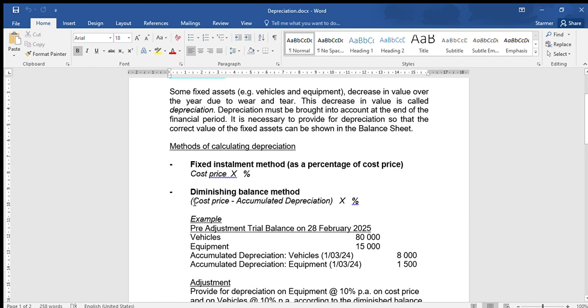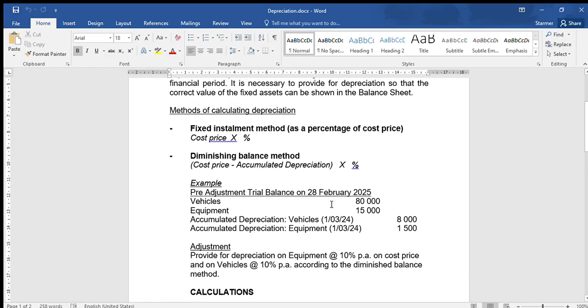The second method is called diminishing balance method. For diminishing balance method, you take the cost price and you subtract accumulated depreciation and then you multiply by the percentage. Remember, the accumulated depreciation will refer to all depreciation on the assets in previous years. And that account is a negative asset, so it will always have a credit balance.